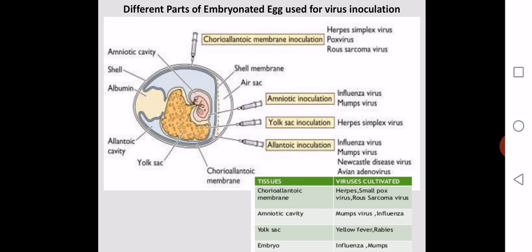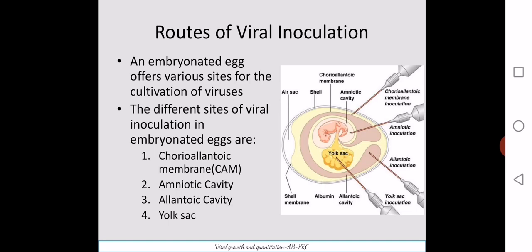An embryonated egg has different locations, and different viruses are inoculated at different sites in the embryonated egg. You can see sites like the amniotic cavity, the yolk sac, and the chorioallantoic membrane. Onto different sites you can inoculate different types of viruses, and accordingly you can characterize them also, right? The different routes or sites are the chorioallantoic membrane, amniotic cavity, allantoic cavity, and yolk sac. Into these different sites you can inoculate different viruses.